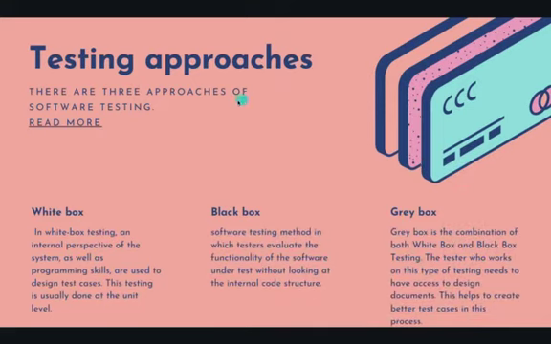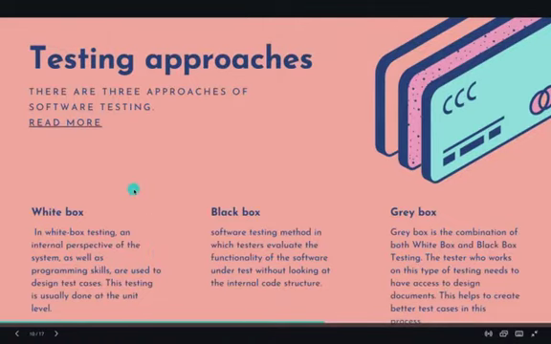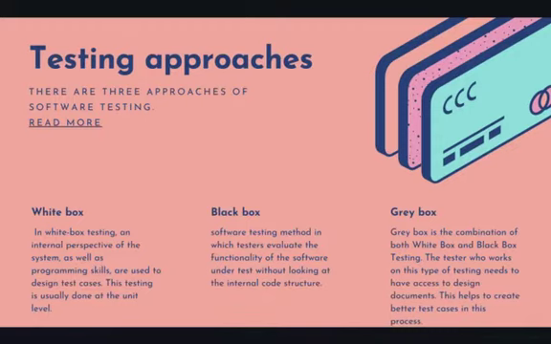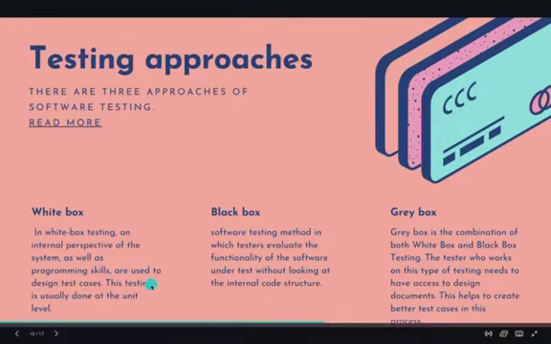So, in software testing, we have three different approaches, which are white box testing, black box testing, and gray box testing. White box testing is testing where the internal perspective of the system is known. In this testing model, you have access to the actual code and you can see it. This testing is usually done at the unit level.